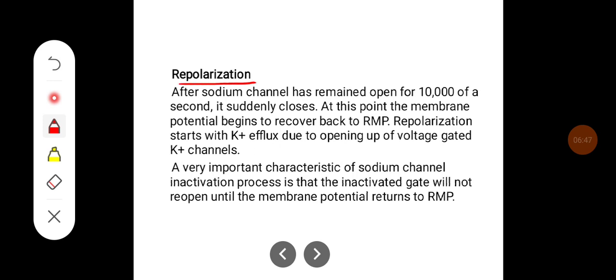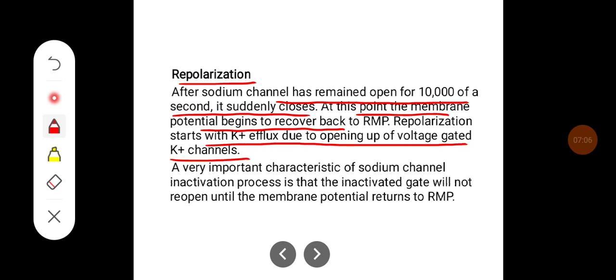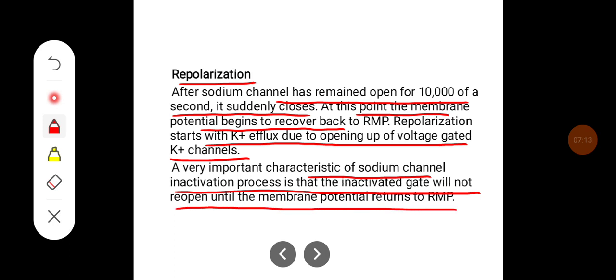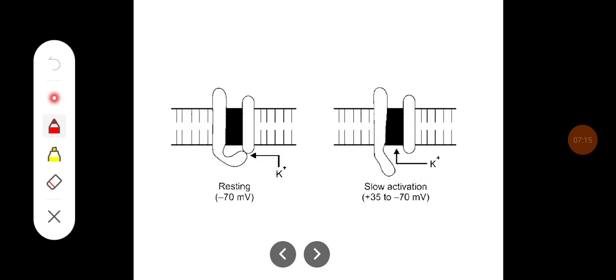Repolarization. After the sodium channel has remained open for 10,000th of a second, it suddenly closes. At this point, the membrane potential begins to recover back to resting membrane potential. Repolarization starts with potassium efflux due to the opening of voltage gated potassium channels. A very important characteristic of sodium channel inactivation is that the inactivated gate will not reopen until the membrane potential returns to resting membrane potential. So this is the ionic basis of repolarization.